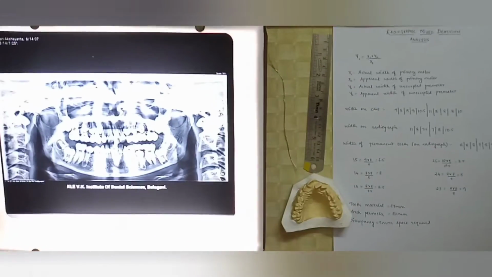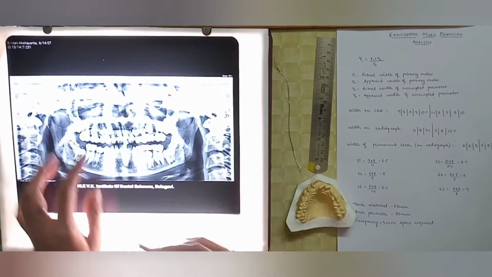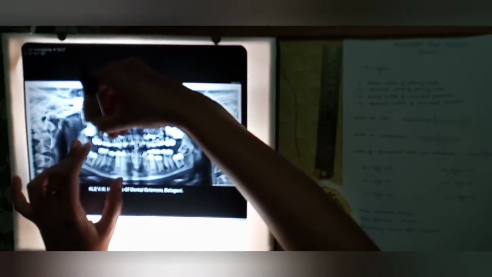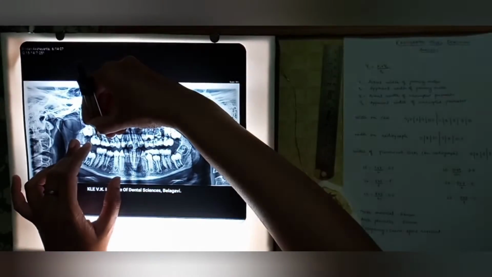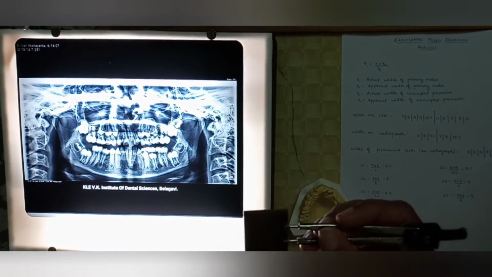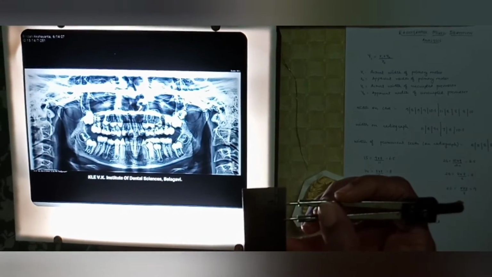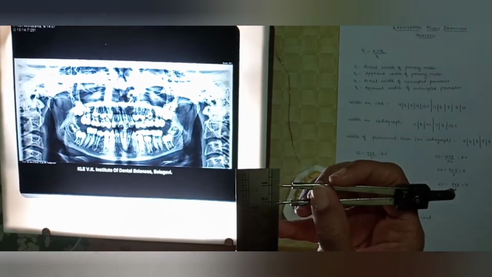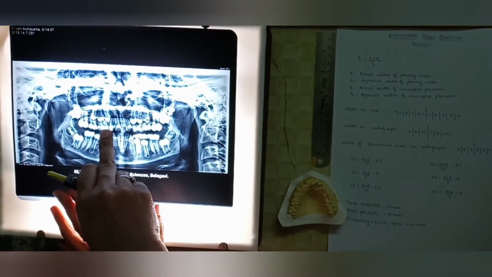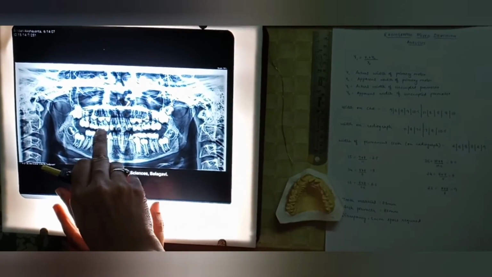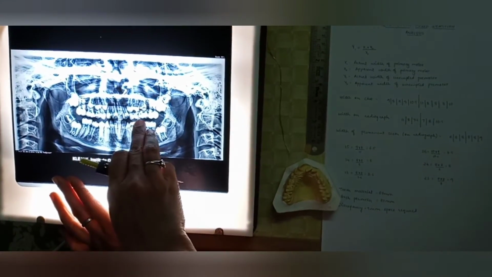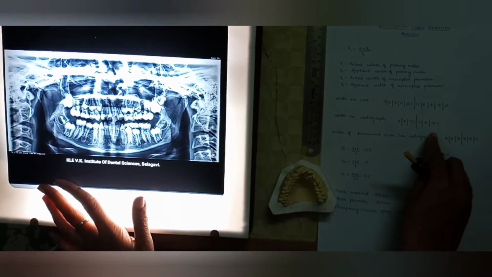Over here we can see that this is the deciduous first molar. Over here it's the deciduous second molar. So we will see the mesiodistal width of this particular molar. We get it as 11. Similarly for all the deciduous teeth, the deciduous second molar, first molar and the canine, and similarly in the second quadrant we are going to do the same thing and then write down their readings.